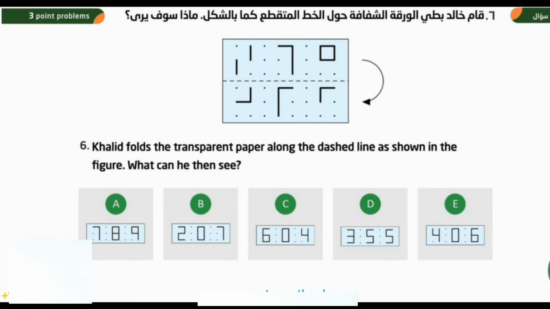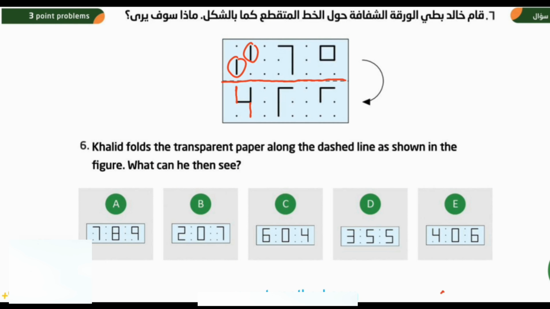In question number 6, Khaled folds the transparent paper along the dashed line as shown in the figure. What can he then see? Okay, so we have this line of symmetry here, this axis. So this line here, the nearest line will be drawn here in this place, and this one will be drawn here. So this is the first number.